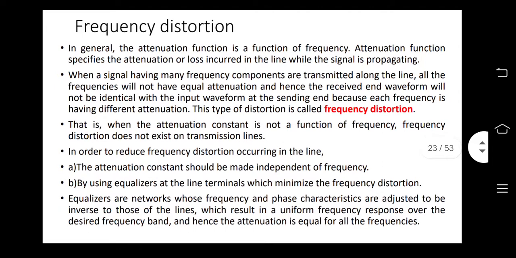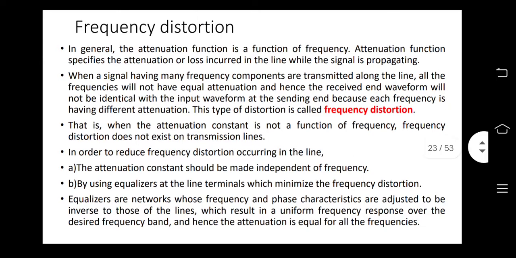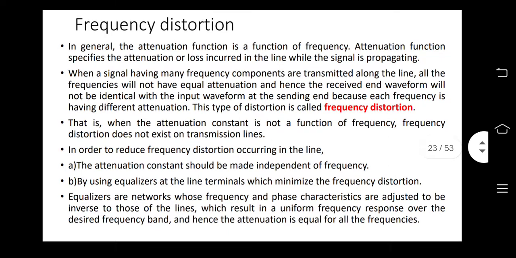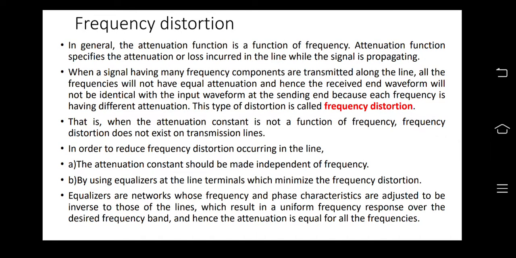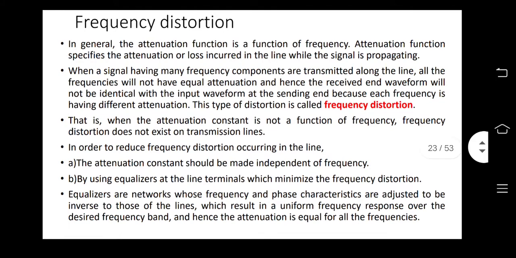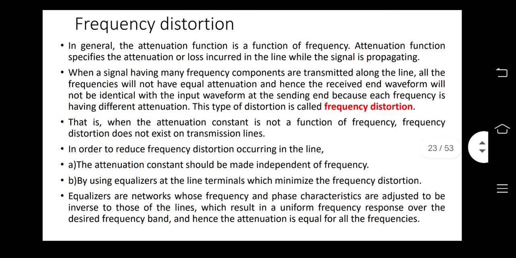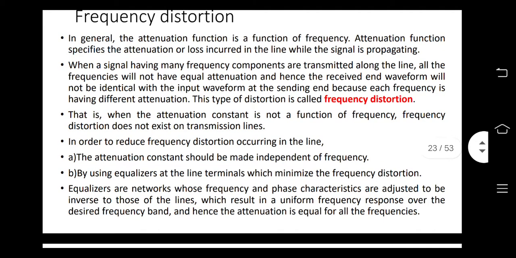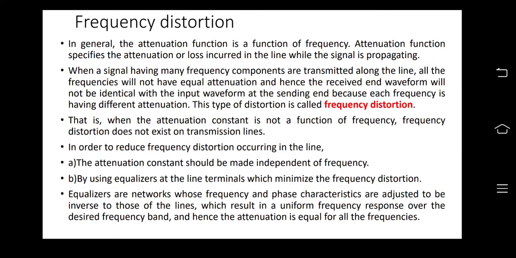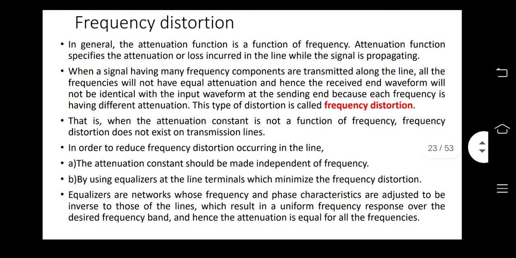So when a signal having many frequency components is transmitted along the line, all the frequencies will not have equal attenuation. Hence, the received end waveform will not be identical with the input waveform at the sending end. And because each frequency has different attenuation, such type of distortion is called frequency distortion. When the attenuation constant is not a function of frequency, frequency distortion doesn't exist on the transmission line.